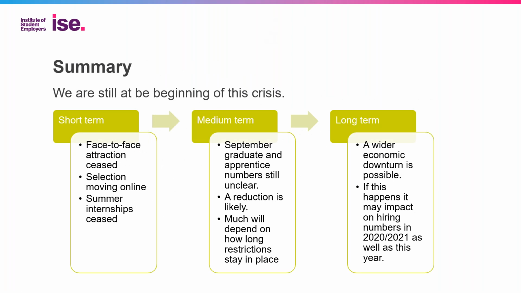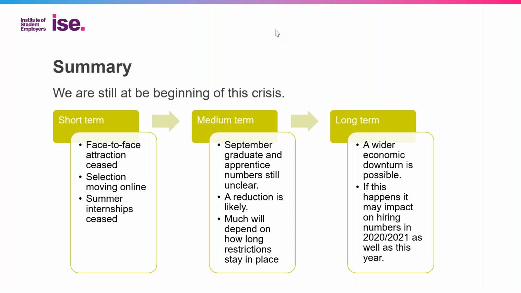So to summarize, really, I think we're still very much at the beginning of this crisis. In the short term, we're seeing face-to-face attraction activity ceasing, selection moving online, summer internships largely ceasing or being turned down. And insights about numbers for September are still rather unclear. The reduction is very likely, however, but it's not clear that it's going to be a collapse. It's more likely to be turned down slightly. But much will depend on how long restrictions stay in place. And longer term, there is a wider economic downturn, which I think is probably now not just possible, but certain. And the question is, what will be the impact of that on hiring numbers this year, but also next year as well.